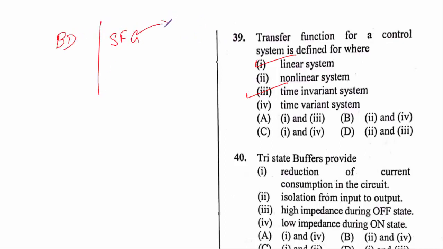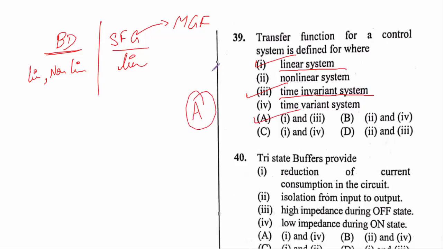In signal flow graph, we are going to make use of Mason's gain formula. This block diagram technique is used for linear system, also for non-linear system. But signal flow graph is applicable only for linear system. So the transfer function can be defined for linear system, also for time invariant system. So 1 and 3 is correct. So option A is going to follow.